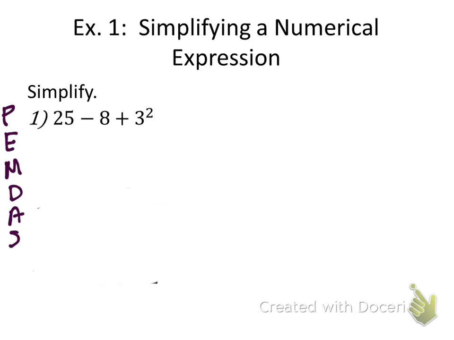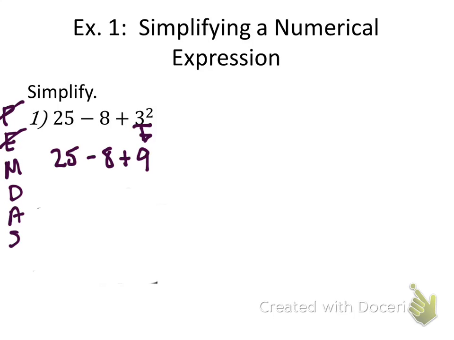So, for example, we ask ourselves, are there any parentheses to simplify? No, there are not. There are exponents. So we have 3 squared. This becomes 9 plus 8. Bring the rest of the problem down. And we're done with exponents.